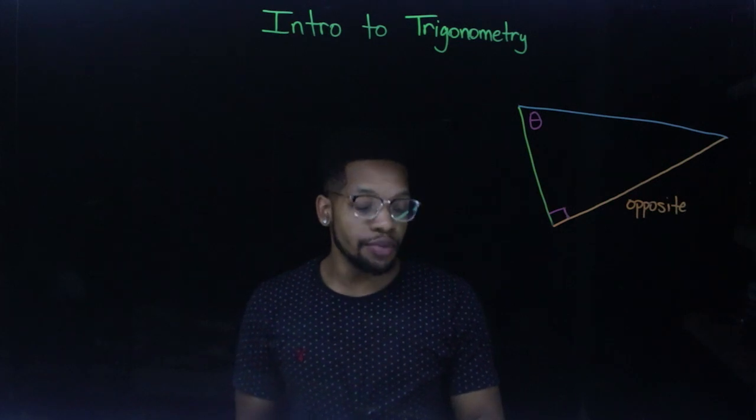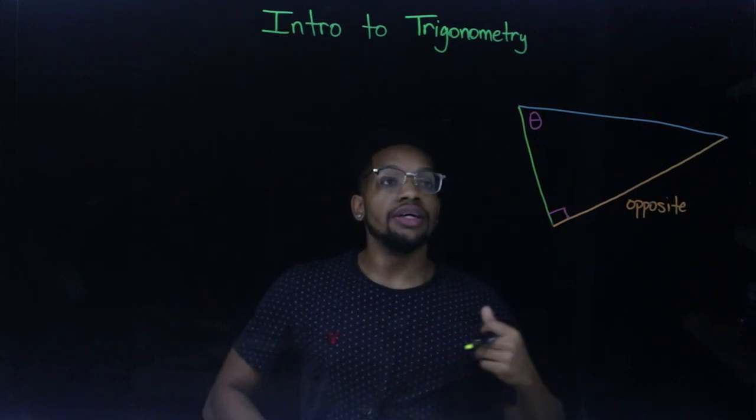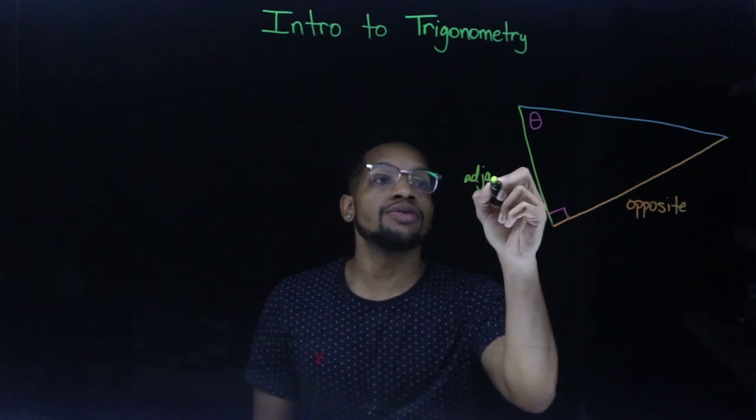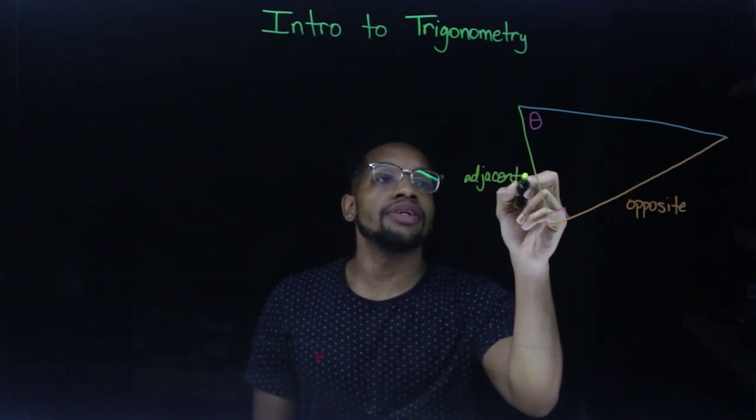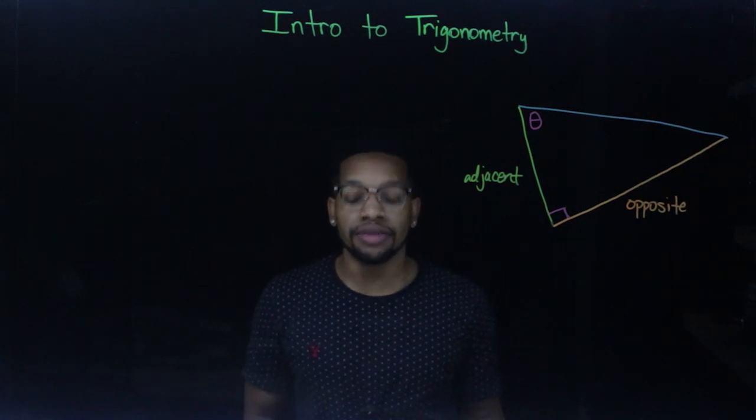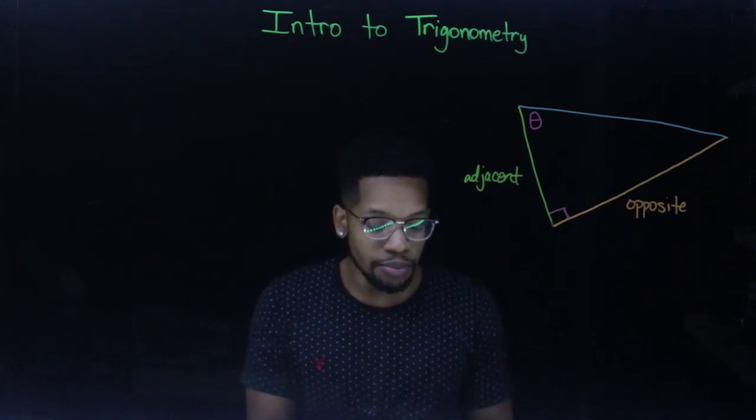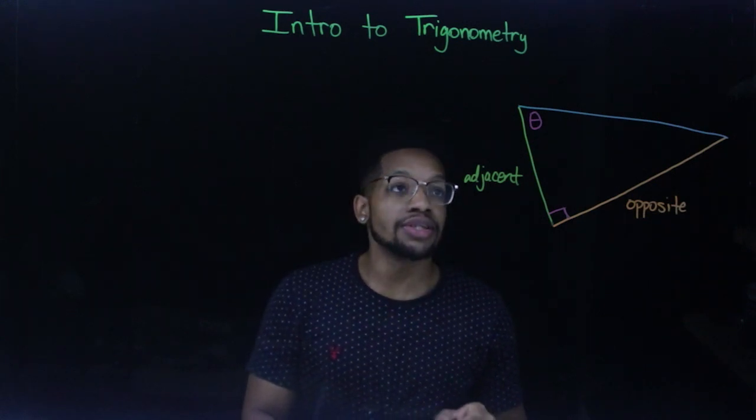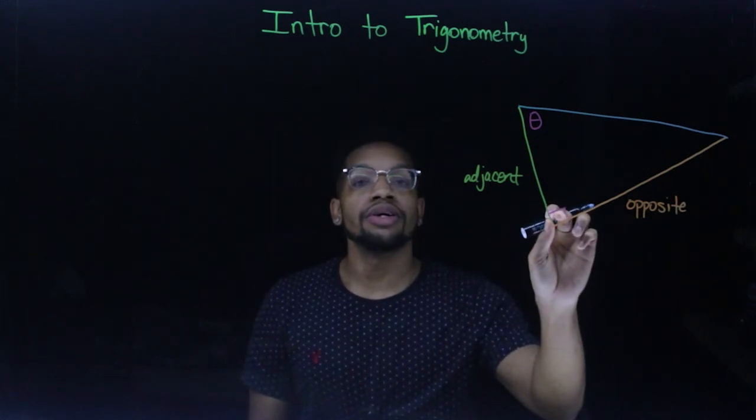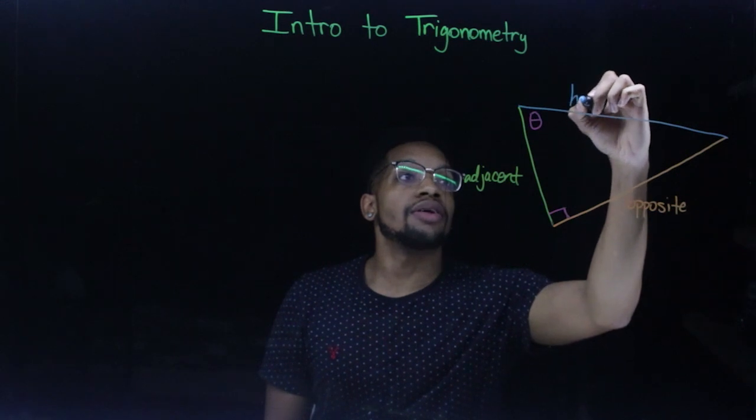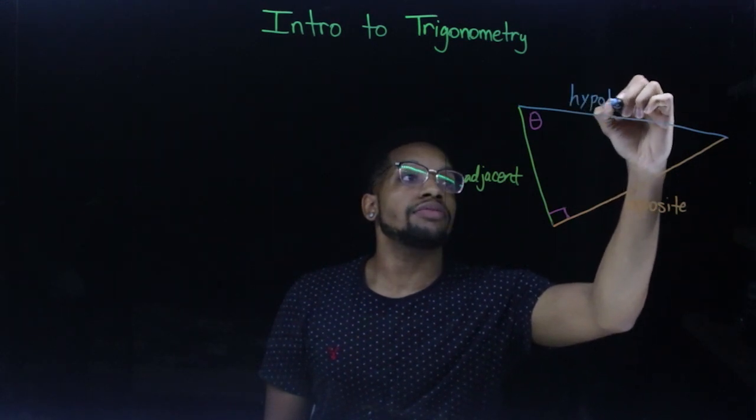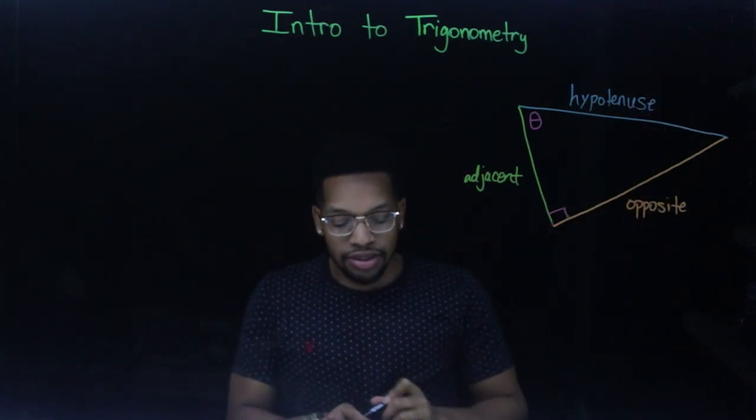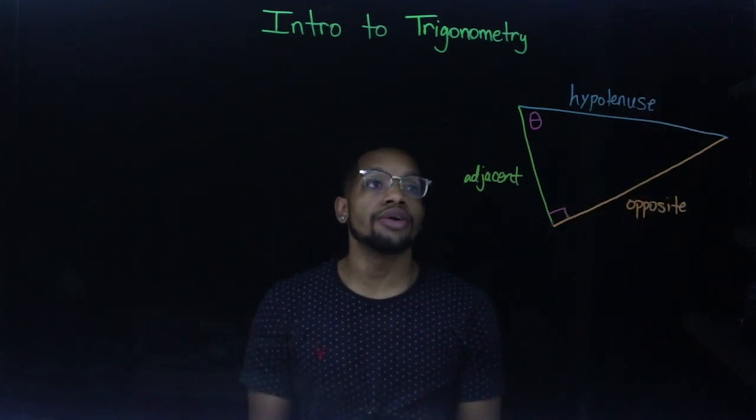All right, the other side we have is called the adjacent side. And adjacent just means next to. The way I like to think of it is basically it's the side that's next to theta. But you got to be careful though, because that brings us to our third side, which is the side that's always across from the right angle. And that side is called the hypotenuse. All right, so those are the three sides: opposite, adjacent, and hypotenuse.